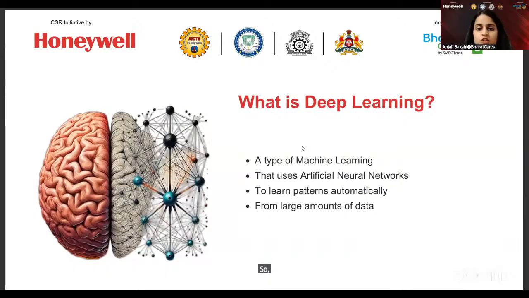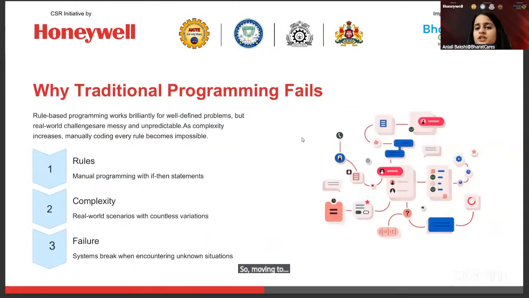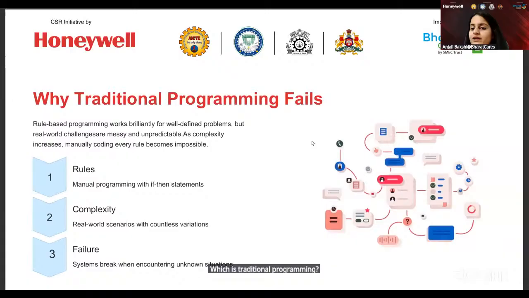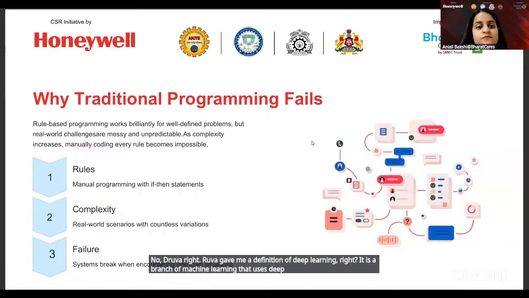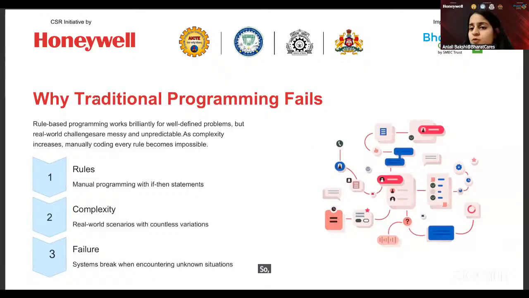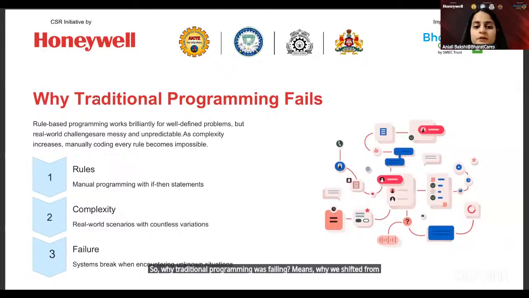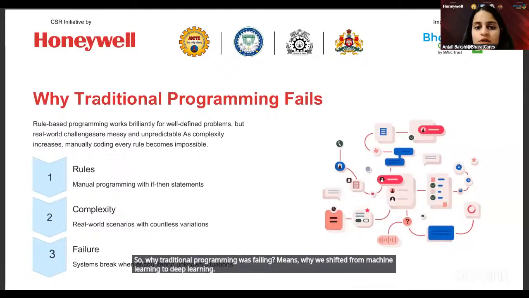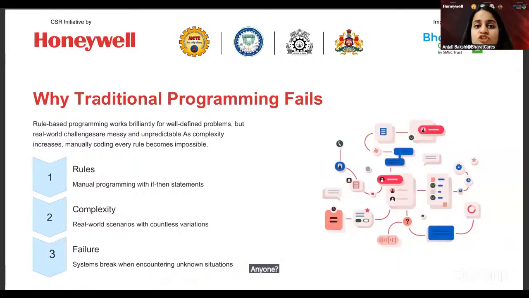So, moving on to why our traditional programming was failing. Dhruva gave me a definition of deep learning, right. It is a branch of machine learning that uses deep neural networks. Great. So, why was traditional programming failing? Means, why did we shift from machine learning to deep learning? Anyone? Why did we shift from machine learning to deep learning?